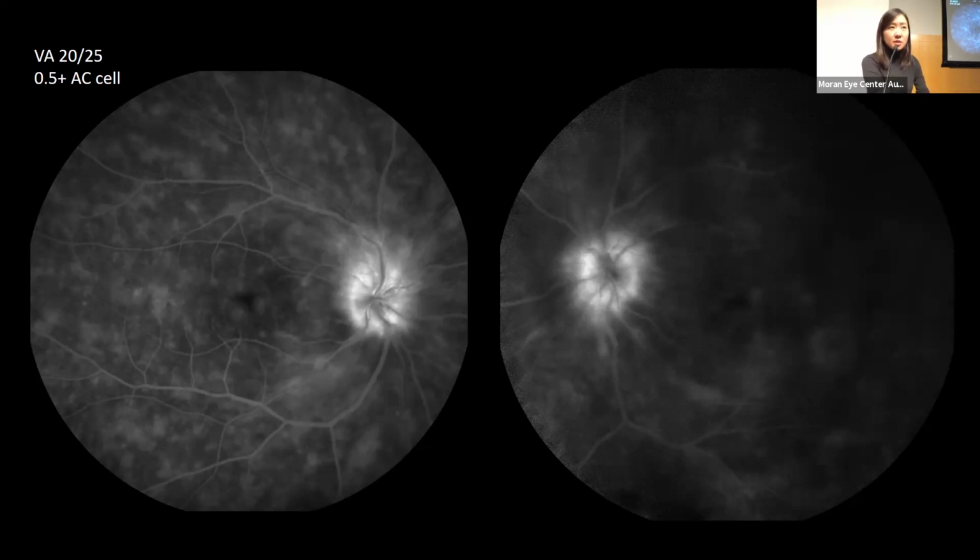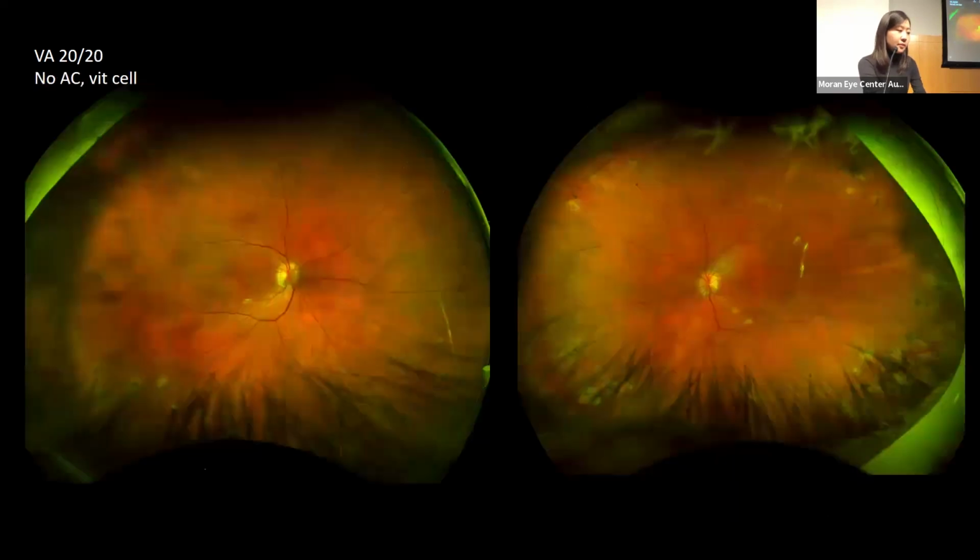Overall presentation was thought to be consistent with the recurrence or flare of her multifocal choroiditis. She was given Ozurdex in both eyes and restarted on mycophenolate. Follow-up several months later, her vision had returned to 20/20 in both eyes. There was no anterior or vitreous inflammation and resolution of her posterior inflammatory lesions.